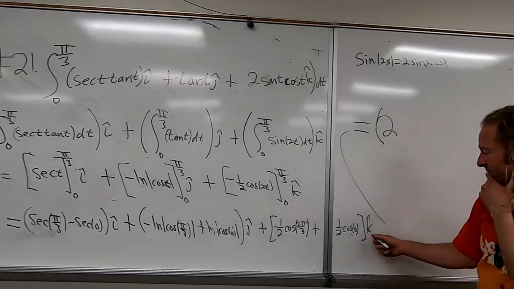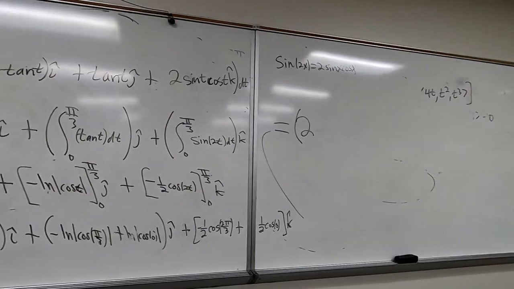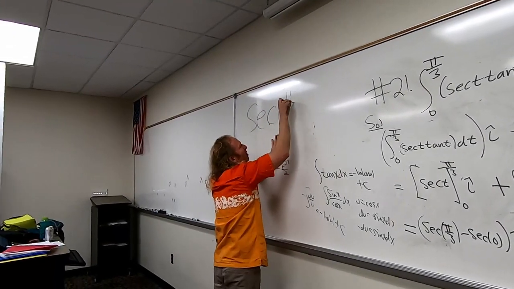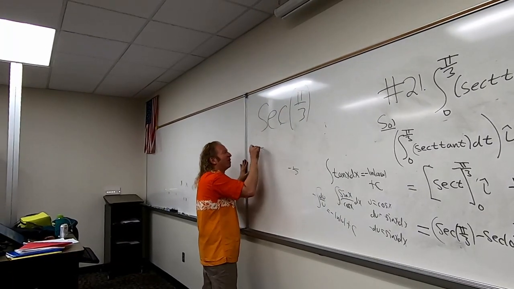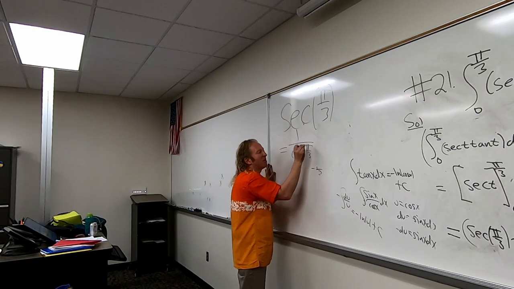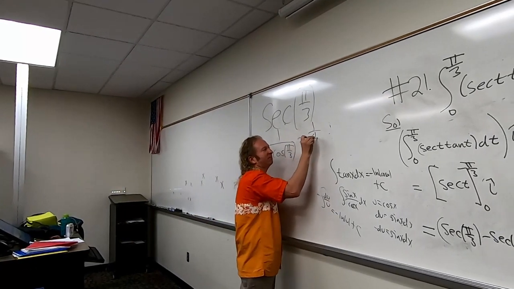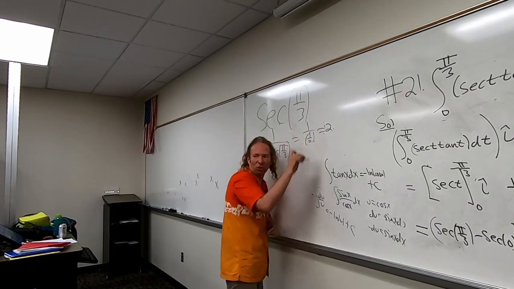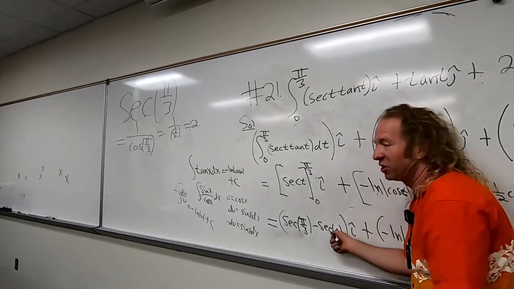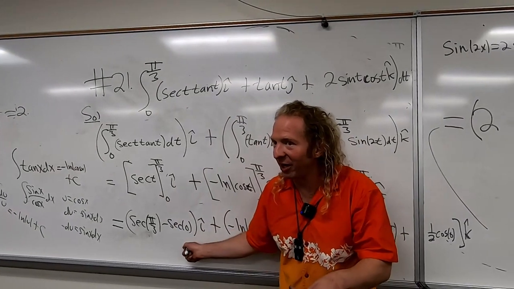Can you go over that 2 again? Yeah. Which one? The secant? Yes. So secant, I'll write it out. Secant of pi over 3 is 1 over cosine pi over 3. And I memorized that a long time ago. 1 over 1/2, which is 2. And then secant of 0 is 1, because it's 1 over cosine 0. Cosine 0 is 1, right?